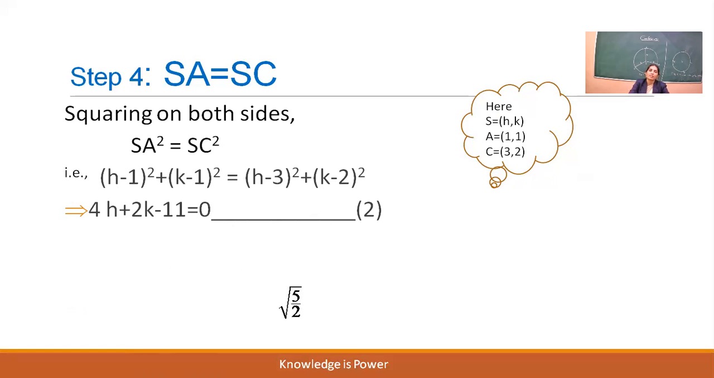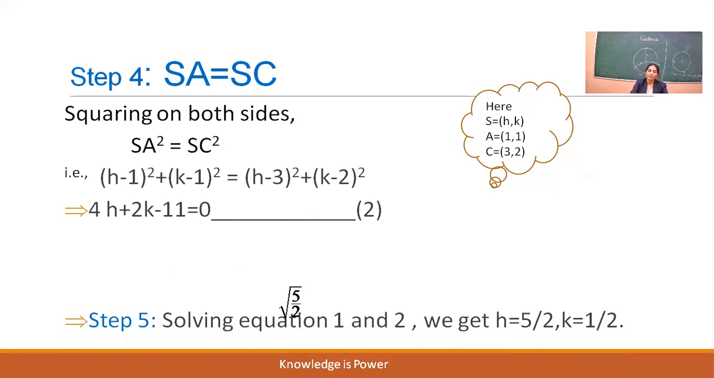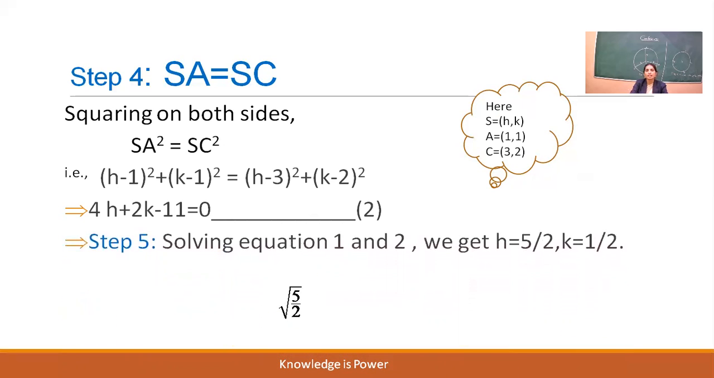In step 3, we have equation 1. In step 4, we have equation 2 involving h comma k. Solving these two equations, you can use any of the methods you are comfortable with that you have learned in your previous classes. We'll get the h comma k values. Now we have h comma k, in the sense we have the center of the circle.